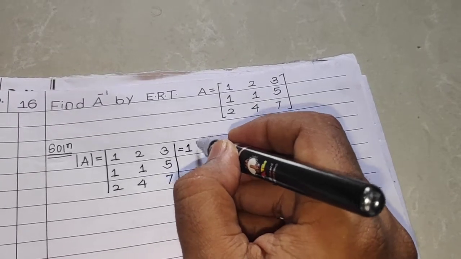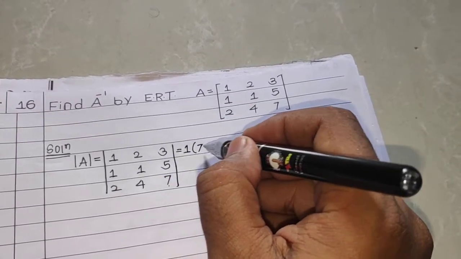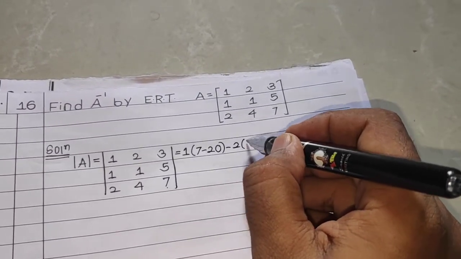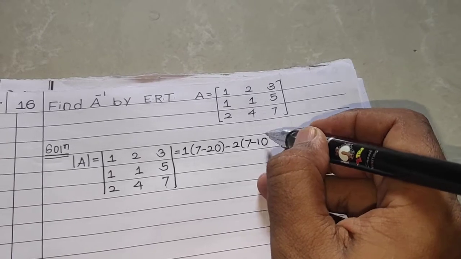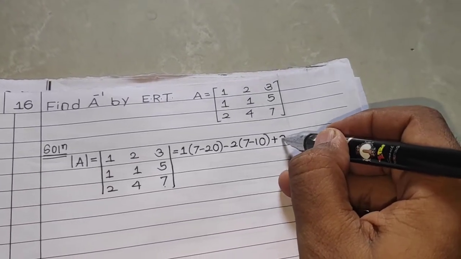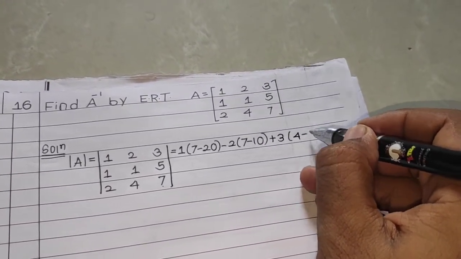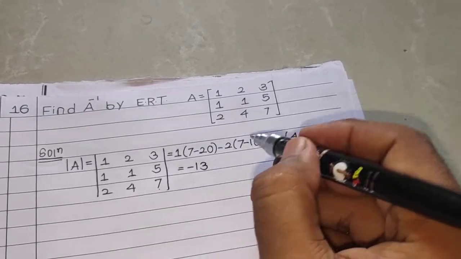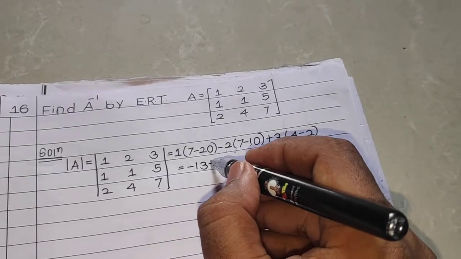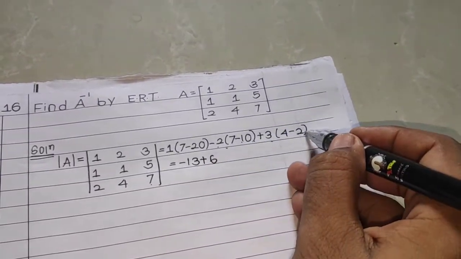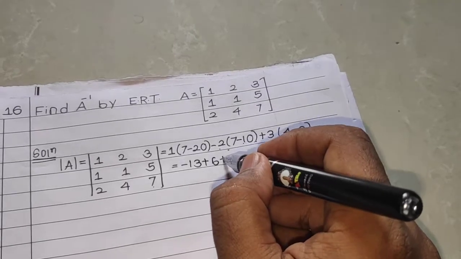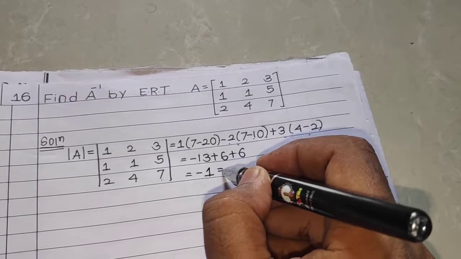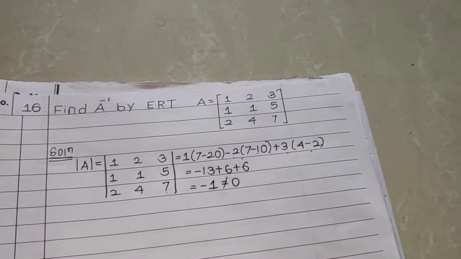1 into 7 1s are 7, 4 5s are 20, minus of 2 into 7 minus 10, plus 3 into 4 minus 2. So this will be minus 13. 7 minus 10, minus 3 into minus 2 will be plus 6. 4 minus 2 will be 2. 2 3s are 6. And the value of determinant we get is minus 1, which is 100% not equal to 0.